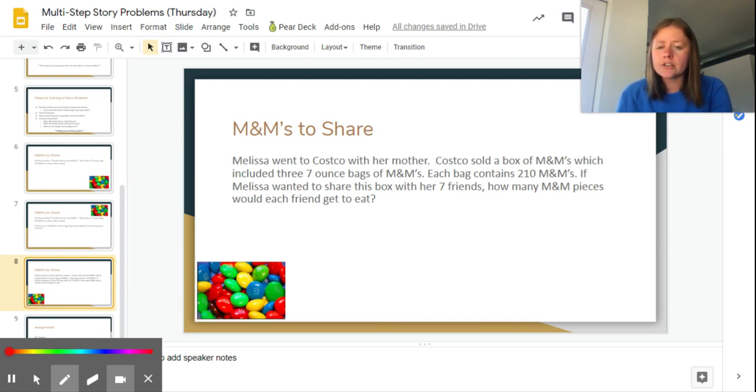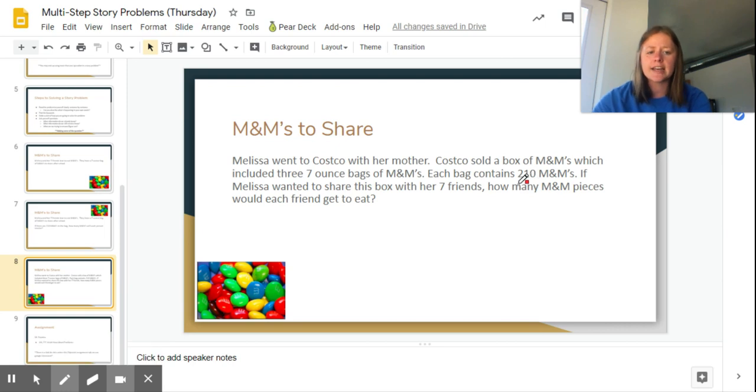So what we can do is there's going to be 2 steps to this. The first step is we need to figure out, well, how many M&Ms are there? Because we know that there's 210 M&Ms for 1 bag. Well, how many bags do we have? We have 3. So we need to figure out how many total M&Ms first. So we would do 3 times our 210. Okay.